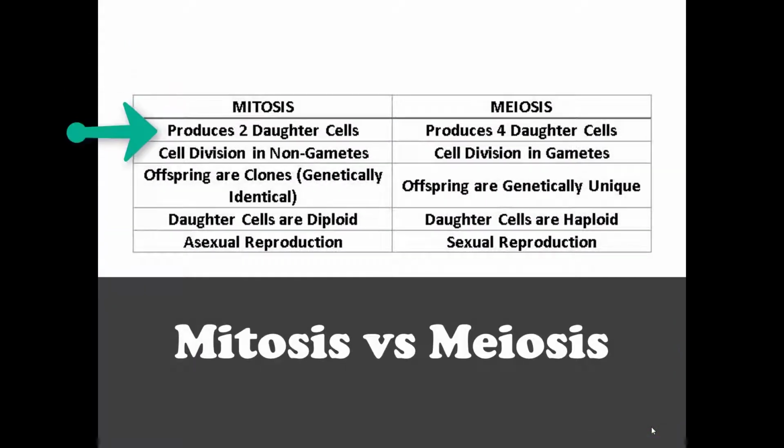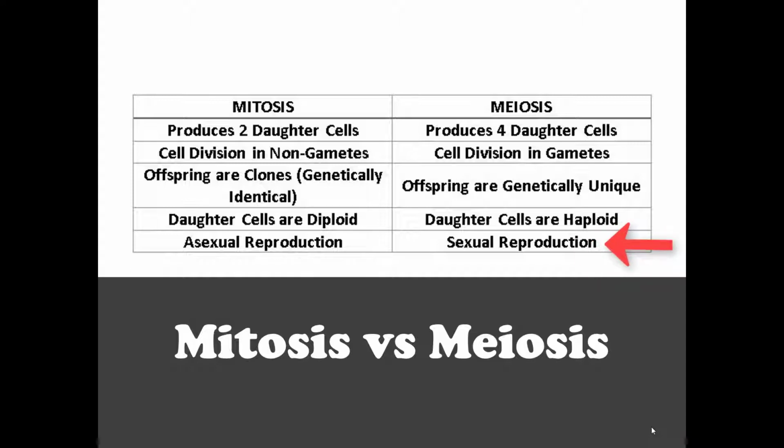Mitosis produces two daughter cells. This is the type of cell division that is used in all of the cells of your body called somatic cells. These are all the cells in your body that are not eggs or sperm. The offspring produced in mitosis are genetic clones. The daughter cells are called diploid. Mitosis is a form of asexual reproduction.